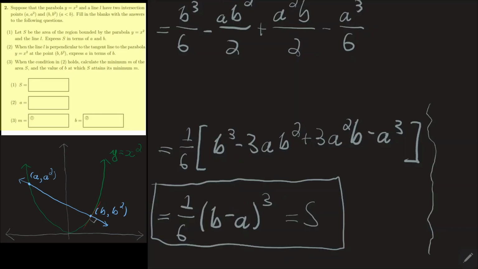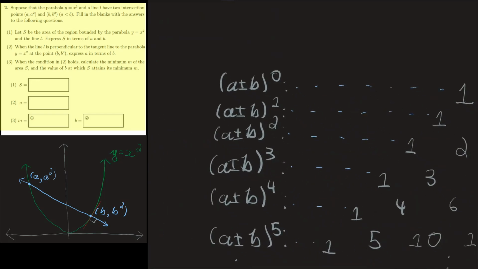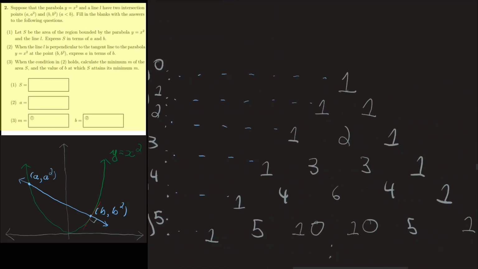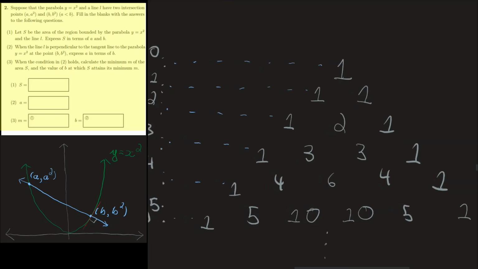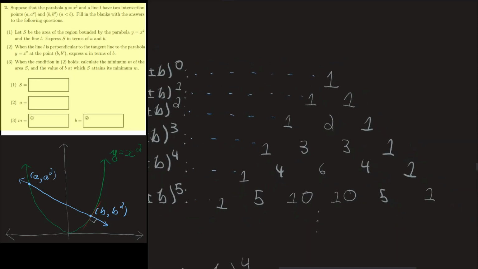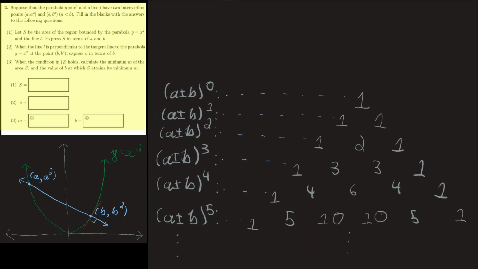If you don't recognize this, then it might be worth reviewing something called the binomial theorem. In my case, this was never taught in school. I think they just kind of expect you to catch on to it on your own. But basically, if you have a plus minus b to a certain power, this pyramid right here will give you the coefficients of every term. Let me zoom out here so you can see the whole thing.